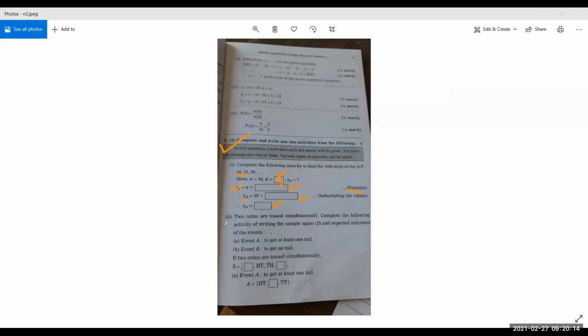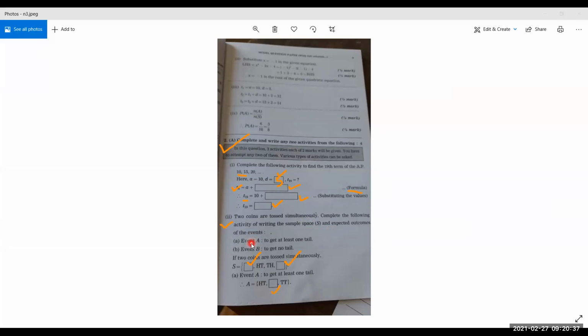Then again in the next question, if you look carefully, it is a 2 marks question, so there will definitely be 4 blank spaces. This is 3. Next is on the other page. So 2 coins are tossed simultaneously. Complete the following activity of writing the sample space and expected outcomes of an event.